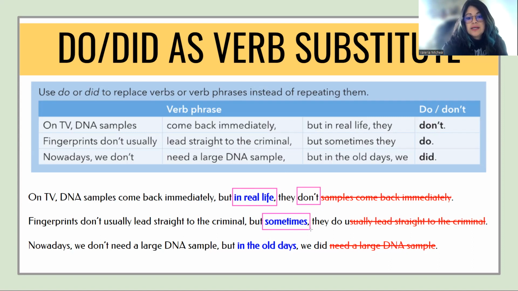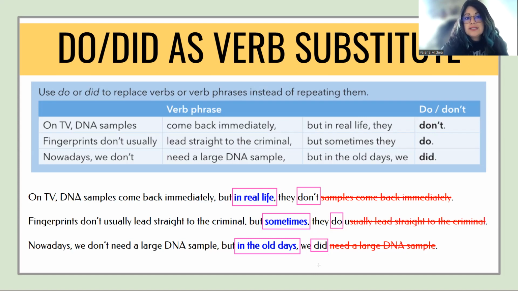In the second example, it's a word sometimes that helps us realize we have to use do in the present simple. Because sometimes it's an adverb of frequency, and adverbs of frequency are usually related to the present simple. Finally, the phrase in the old days helps us realize that we have to use did in the past, right? So in the old days, we did, because we're talking about the past, right?